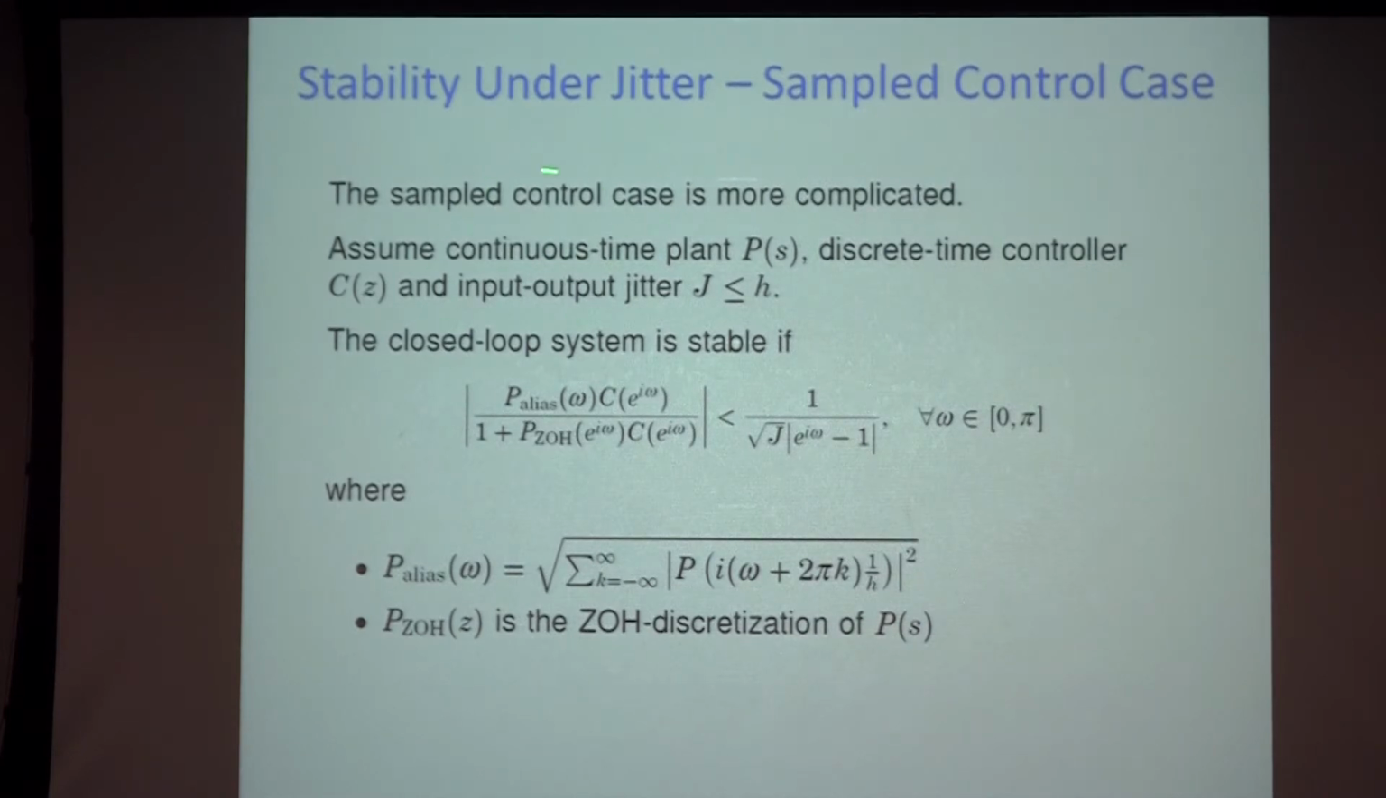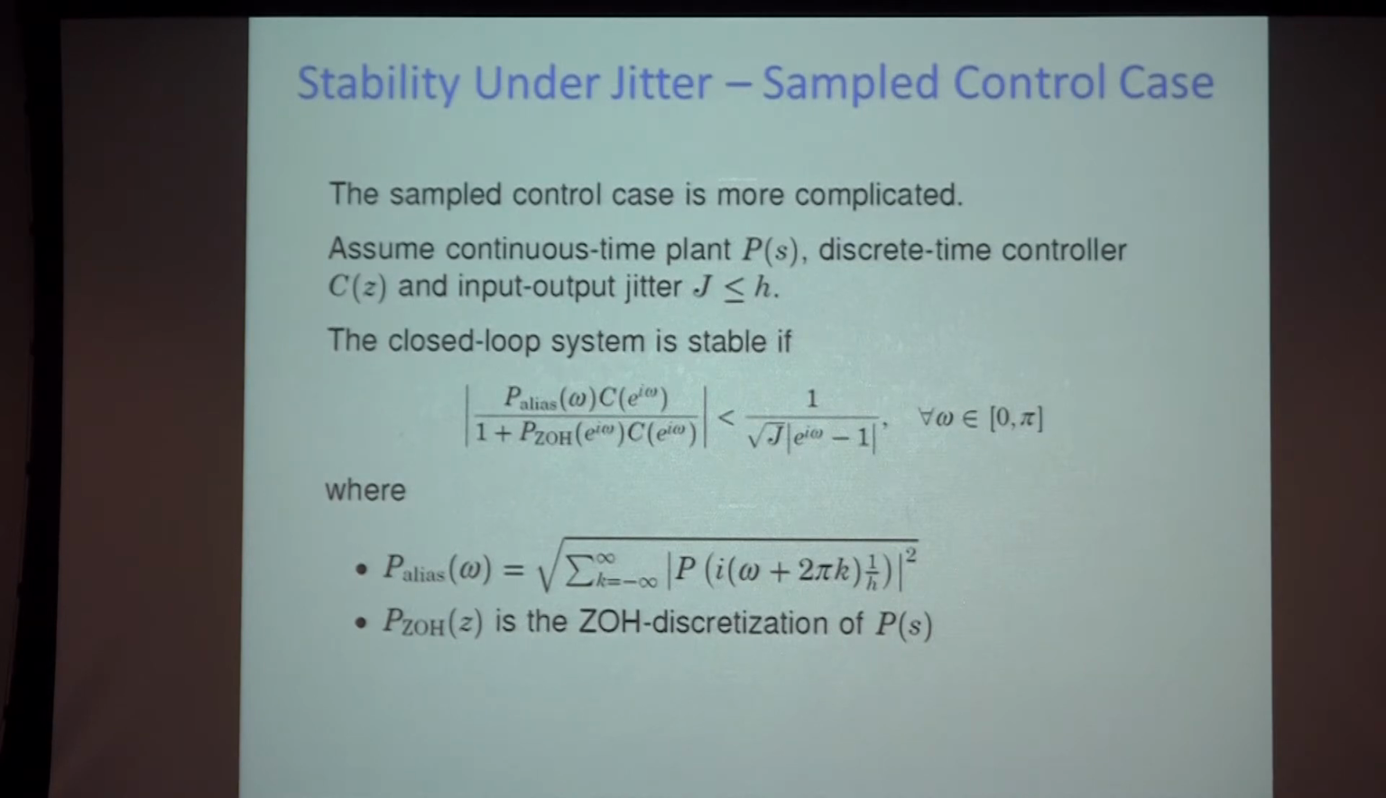If we instead have a discrete time controller, that means the sampled control case, then it's a little bit more complicated. But assuming a continuous time plant, and here is the answer to your question, input jitter less than the sampling period, then we get this, which is kind of similar to what we had before, but here we should essentially have transfer functions taking the zero order hold sampling into account and taking certain aliasing into account. But it is very, very simple. So this you can use.